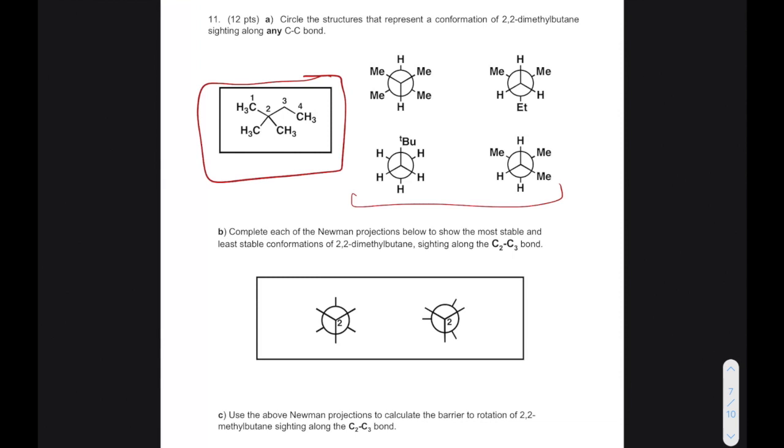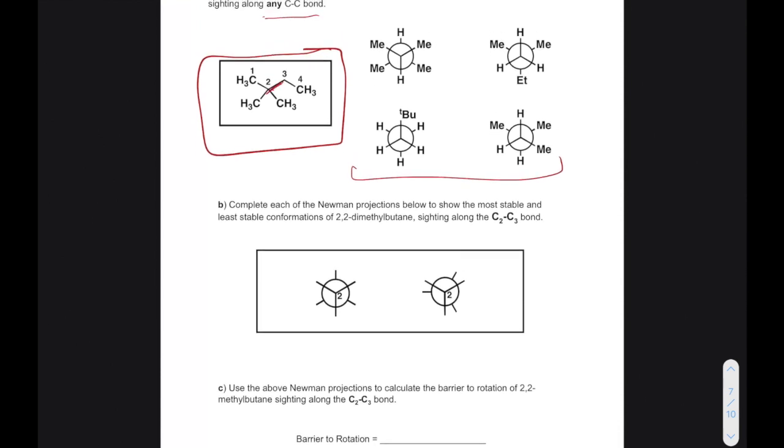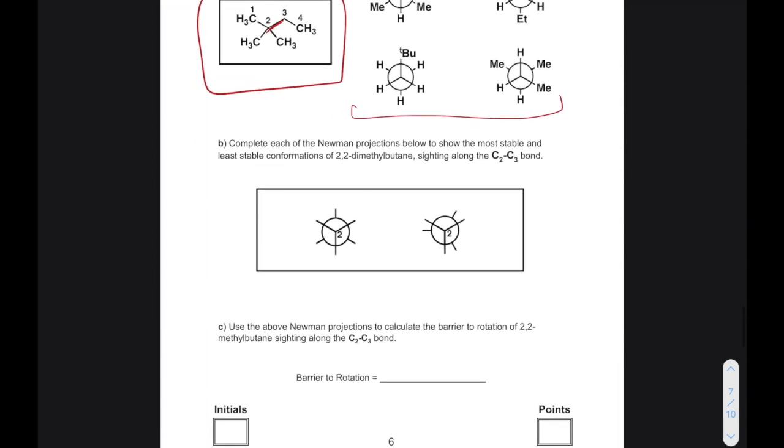Part B, complete each of the Newman projections below to show the most stable and least stable conformations of 2,2-dimethylbutane sited along the C2-C3 bond. So again, we need to know Newman projections, and we need to know how to draw this molecule as Newman projections. Part C, maybe I'll try to include a little more of it. Part C, using the above Newman projections, calculate the barrier of rotation of 2,2-dimethylbutane sited along the C2-C3 bond.